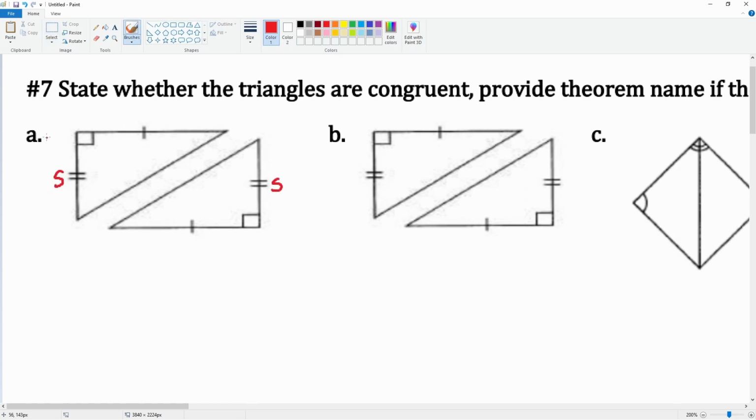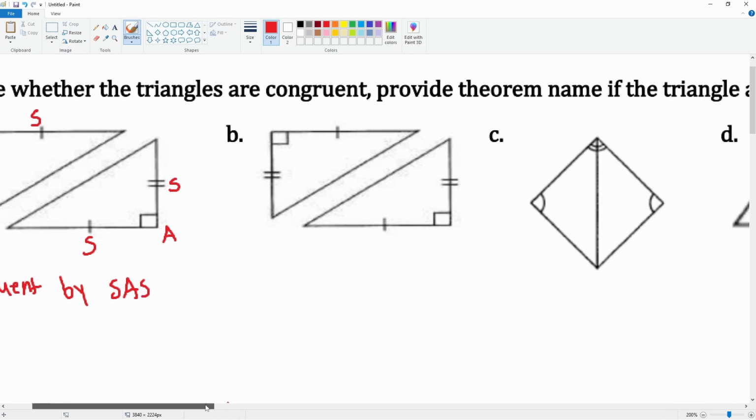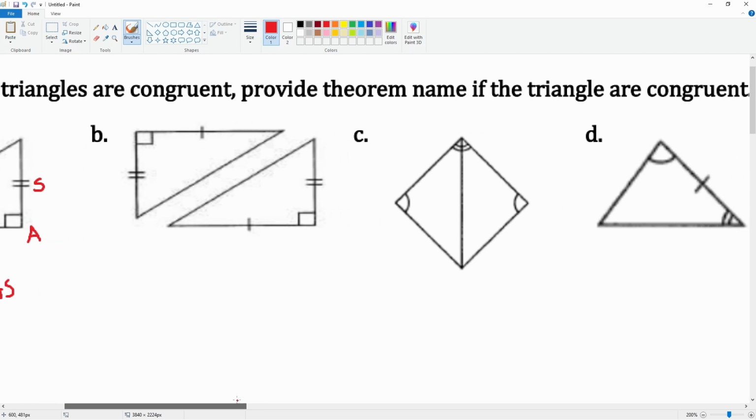Okay, these are congruent. Then we have an angle, which is that corner. Then we have another side. So we can say this is congruent by side, angle, side. Okay. And then what about this one? Oh, it's actually the same.